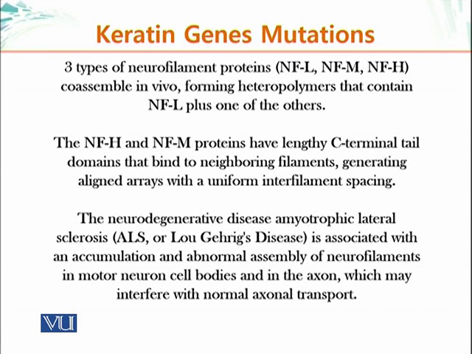The neurodegenerative disease, amyotrophic lateral sclerosis, abbreviated ALS, or Lou Gehrig's disease, is associated with an accumulation of abnormal assembly of neurofilaments in motor neurons and their cell bodies and also in their axons, which interferes with the normal axonal transport, thereby inhibiting the function of these neurons, motor neurons, which basically, when they are activated, result in contraction of the muscle. So this happens in these diseases, and the root cause is basically that their intermediate filaments are defective.